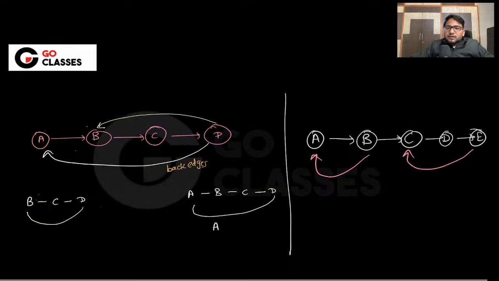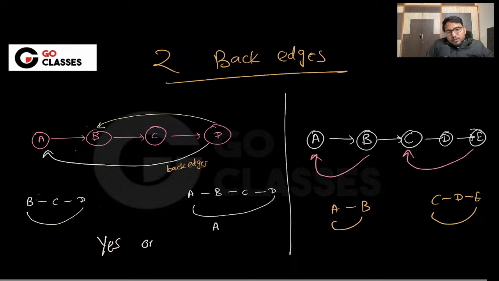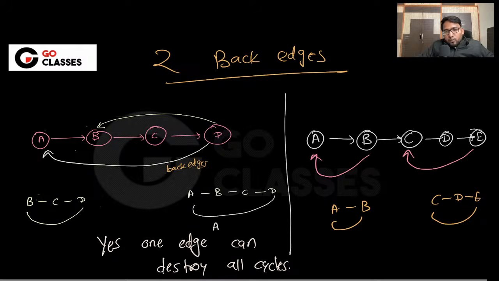So basically, here the cycle is this, right? Here C, D, E, and then C. So can one edge do it? In both cases there are two back edges, right? Can one edge destroy all the cycles? Here, yes, one edge can destroy all the cycles. Here, no, because one edge cannot destroy all the cycles.